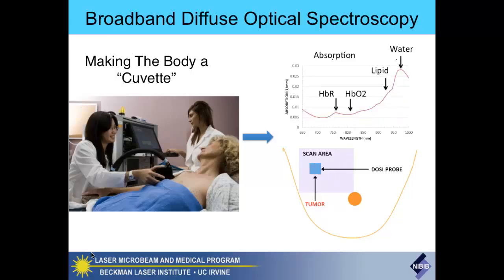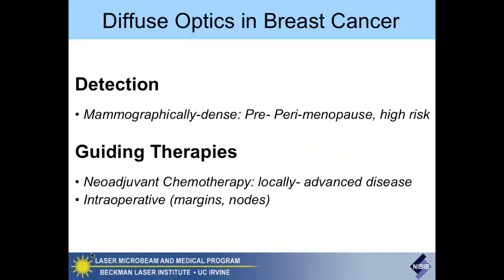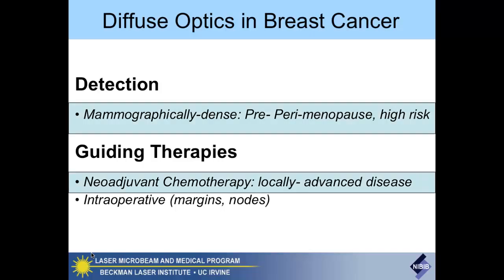Those are techniques that are based on looking at different spectra or residual analysis. But just from this spectra, we get a lot of information now about important contrast elements in tissue: water, lipid, oxy, and deoxy. And by having this constraint, we can improve the accuracy of our fits. And so with this approach, we've done a lot of work in breast cancer, and we've done detection in dense breast tissue and guiding therapies, neoadjuvant chemotherapy.